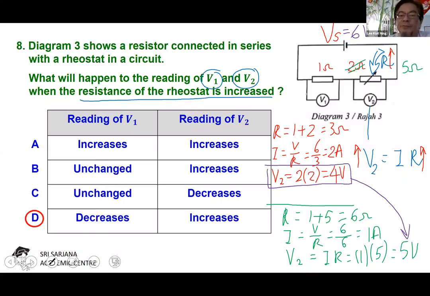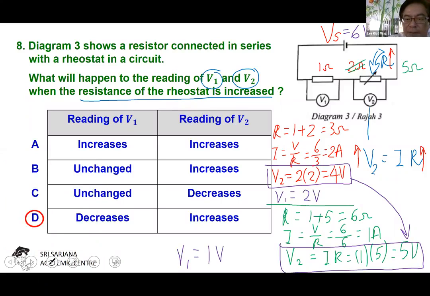So originally when V2 is 4, then V1 must be, sorry, 2 volt, so that total becomes 6 volt. V1, 2 volt and 4 volt become 6 volt. But when I increase the resistance of the rheostat and I'm getting my V2 as 5, what happened to my V1? My V1 must be 1 volt, so that V1 plus V2 must give me a 6 volt. 1 plus 5 gives me 6. So understood, V2 increases and V1 decreases.